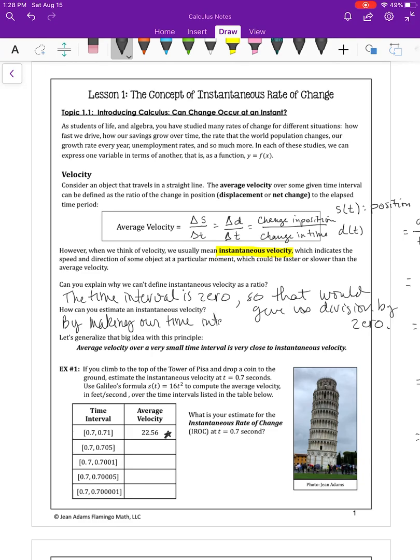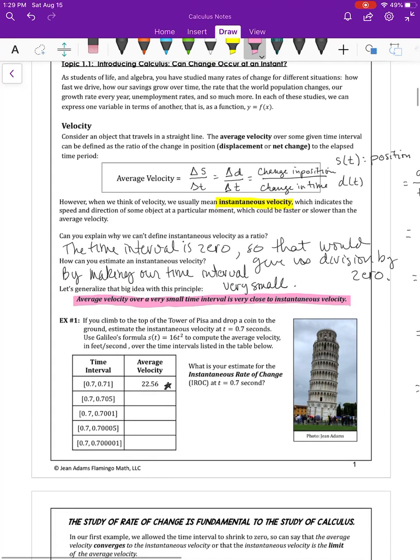That's how we are going to estimate instantaneous velocity. We'll just look at it at 3 seconds and at 3.01 seconds, or at 2.9 and 3, something like that. So this big idea, average velocity over a very small time interval, is very close to instantaneous velocity. That is something that you need to really understand. That's the biggest takeaway from lesson 1, and just how to calculate an estimate for instantaneous velocity.